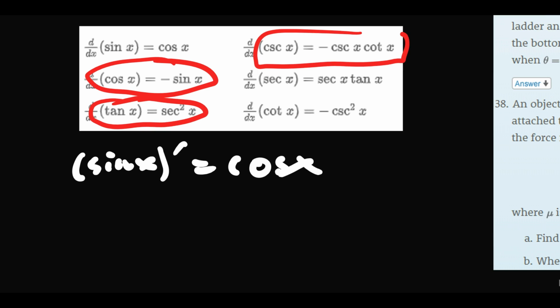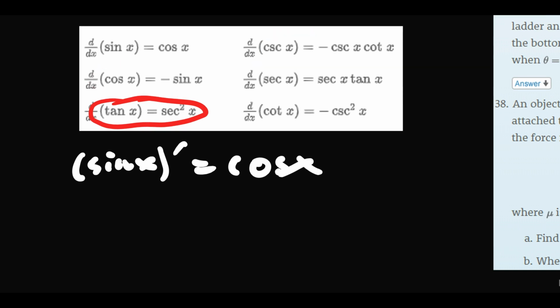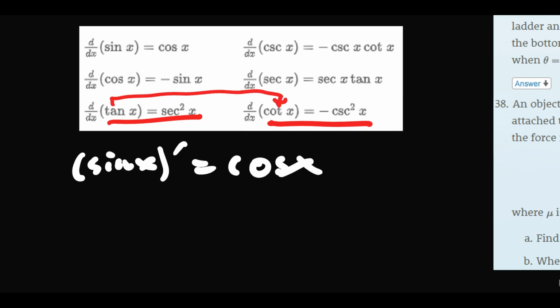The derivative of cosecant is negative cosecant cotangent. Before we get to that one, let's look at a pattern here. The derivative of tangent is secant squared, and the derivative of cotangent is negative cosecant squared. Tangent is related to cotangent, and secant is related to cosecant, so their derivatives are kind of related.